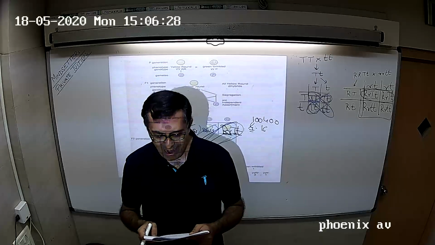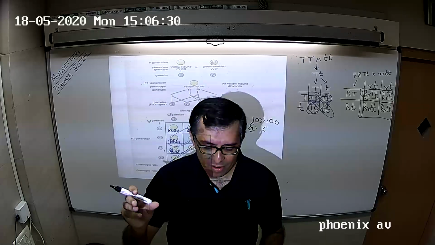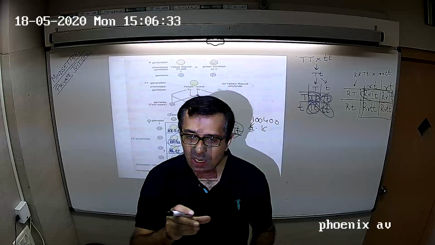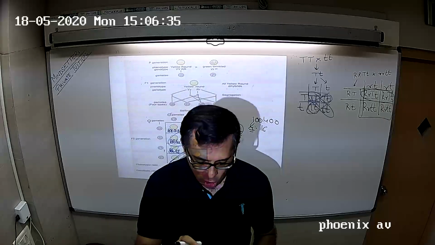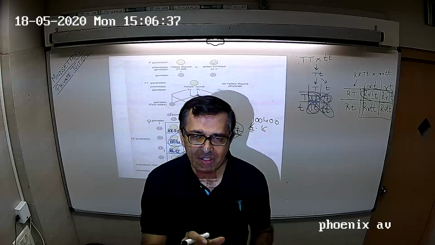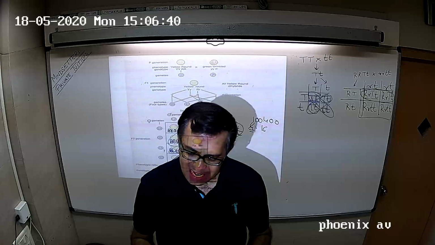And then 167. A red flowered heterozygous plant is crossed with a white flower. What will happen if a heterozygous red is crossed with a white flower? It's an example of a test cross. So you will get 350 red and 350 white. It's an example of a test cross.